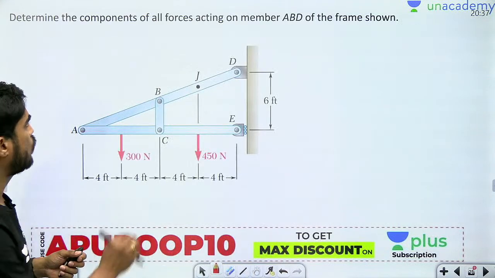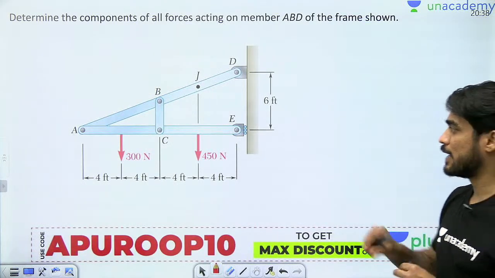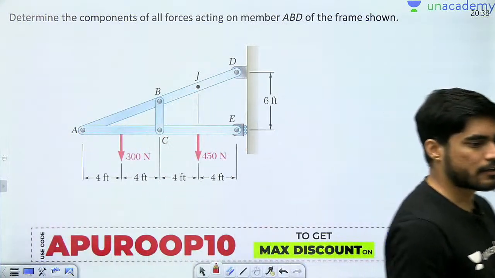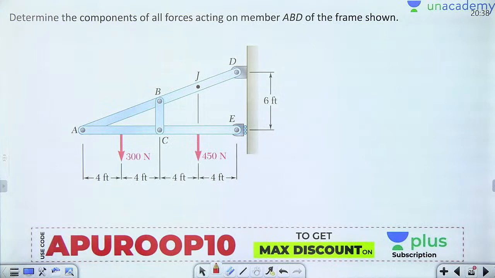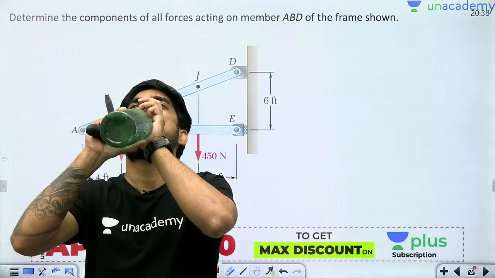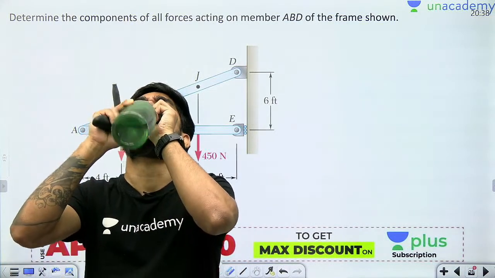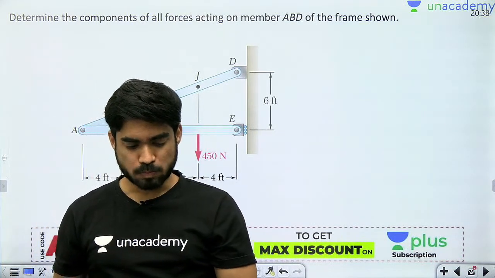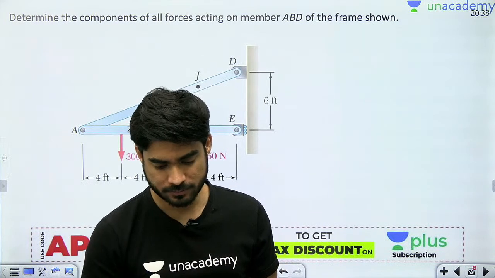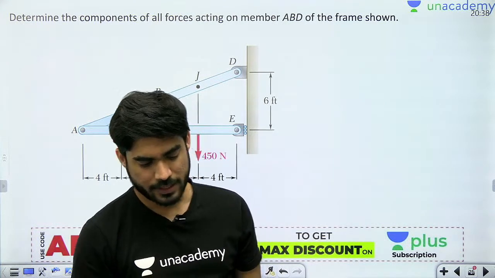तो बेटा आप फटाक से बता दो, in this frame which member is a two force member. इस फ्रेम में कौन सा मेंबर टू फोर्स मेंबर है, जल्दी से बताओ. Tell me quickly which member in this frame is a two force member. Tell me quickly.